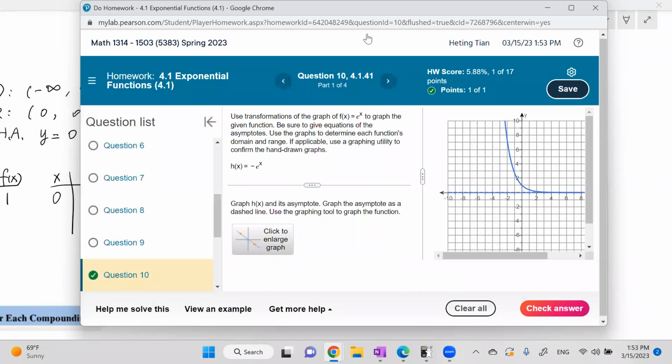Where is my, oh, I see. This one is a different one because h of x is not e to the negative x. It's negative e to the x. Oh, they change the question all the time.